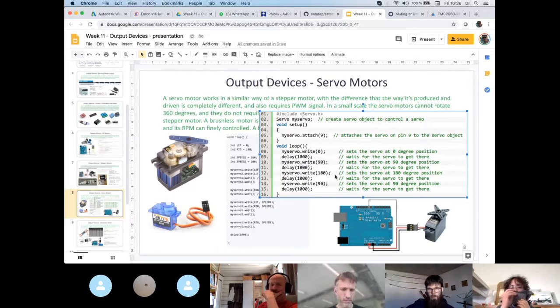Oh yeah, perfect. Okay, so this is the simple way that the library works, because it's easy to understand the angle of rotation. You can write the angle directly to the servo motor, and the servo motor will move there, and that's it.